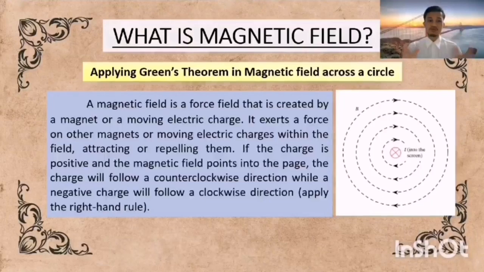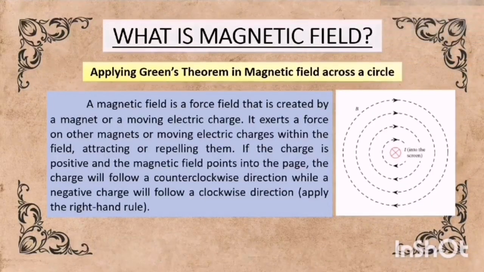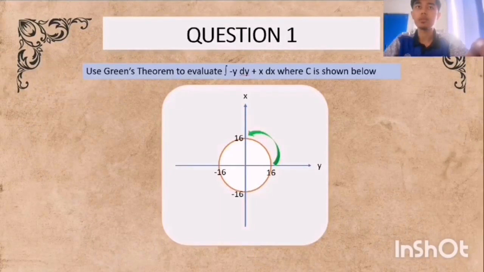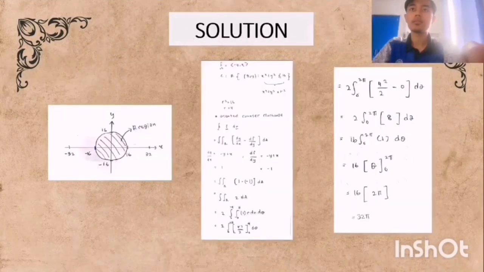So in question 1, use Green's theorem to evaluate where C is shown below. We will present question 1, where we need to use Green's theorem related to our course, which is electronic and computer, to evaluate the integral of negative y dy plus x dx, where C, which is a circle, is shown below. That question we use to fulfill the task for question 3.